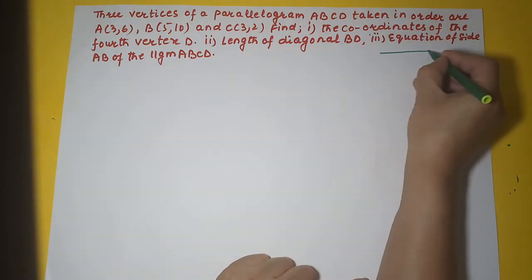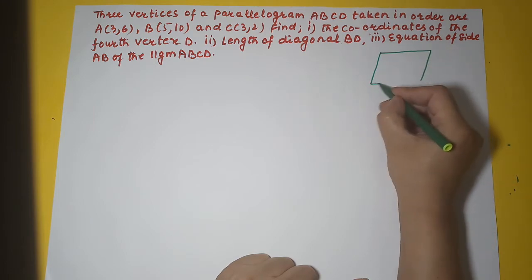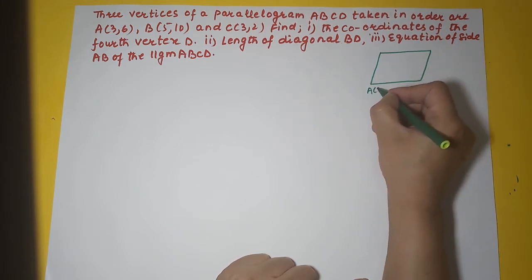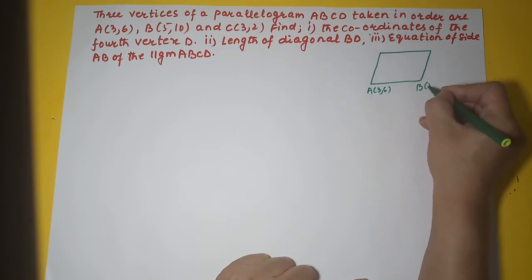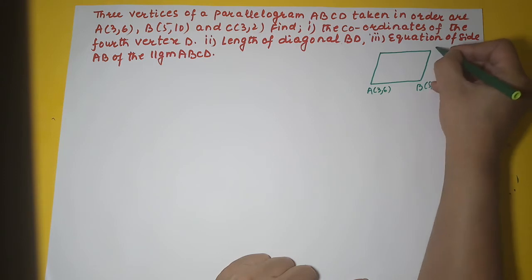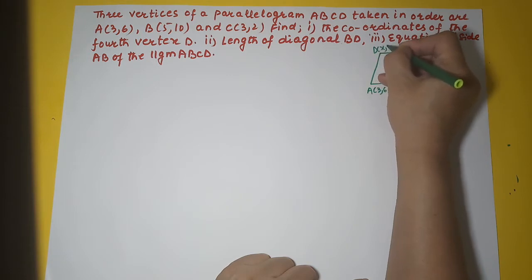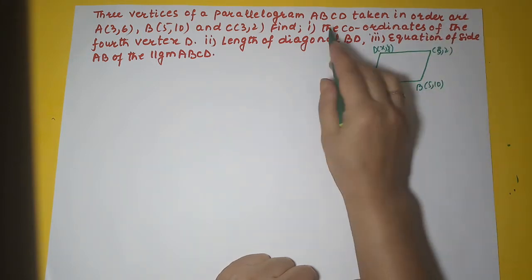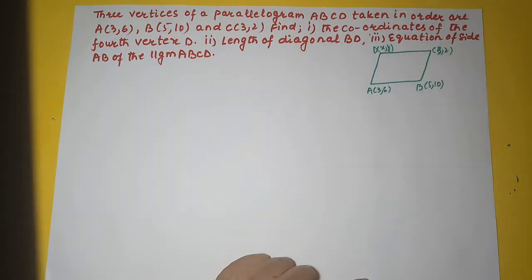So let's make a parallelogram here. This is having the vertices. You have to take these vertices in order. After A, you have to take B, so 5 and 10. C is 3 and 2. And D is the fourth vertex whose coordinates you don't know. Right? Now, he wants you to find the coordinates of the fourth vertex D.